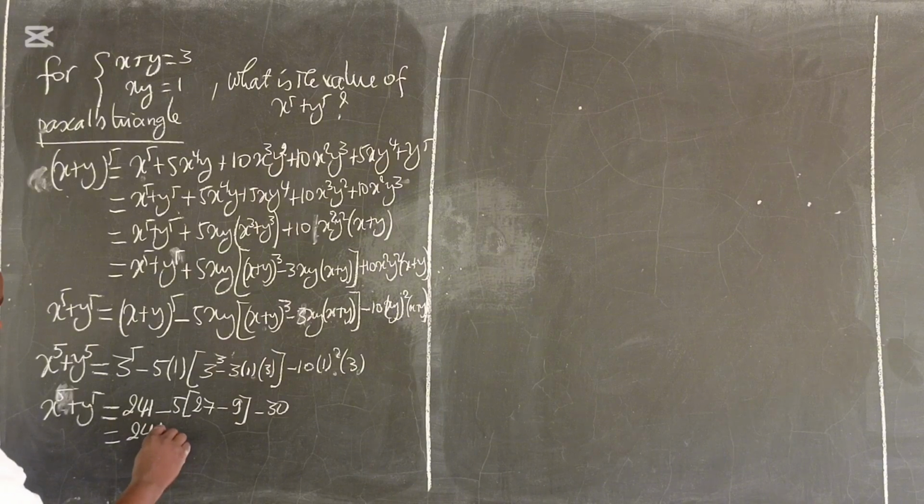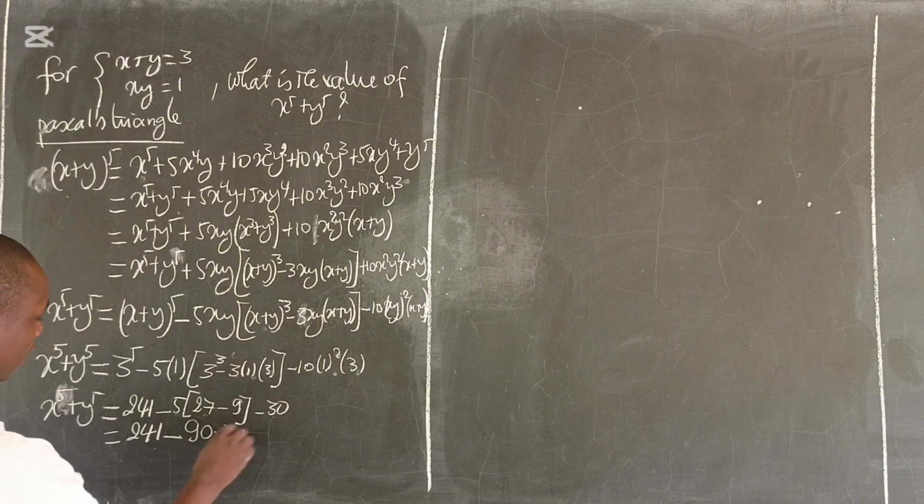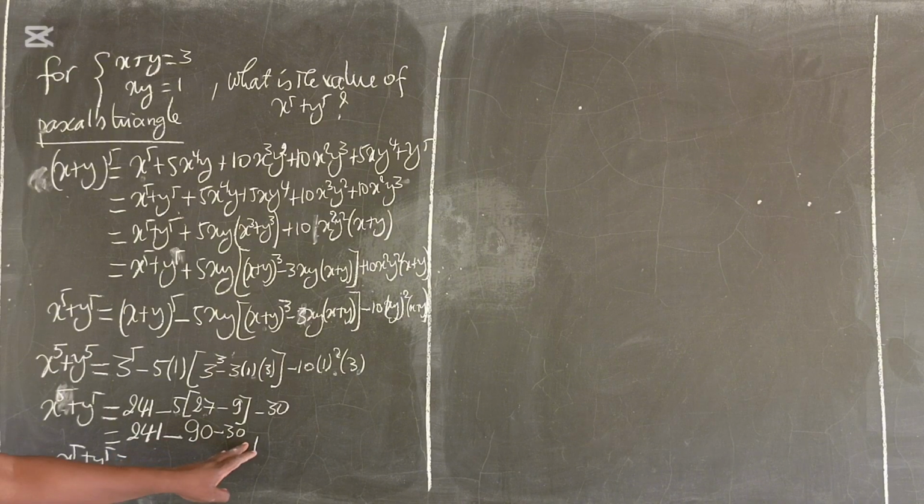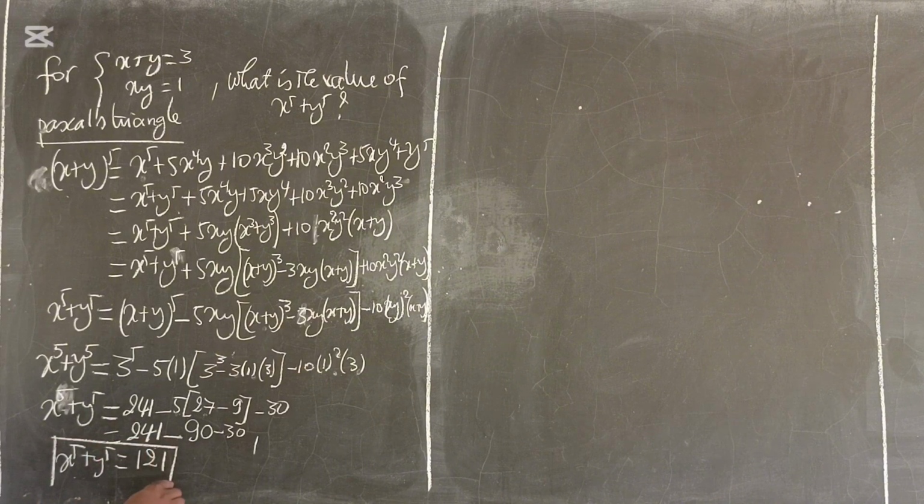This is equal to 243 minus, what is this? Here, this will be 18. 18 times 5 is 90 minus 30. It's clear that x power 5 plus y power 5 is equal to 243 minus 120. This is 121. This is the first value of x power 5 plus y power 5. Let's hope it's clear here.